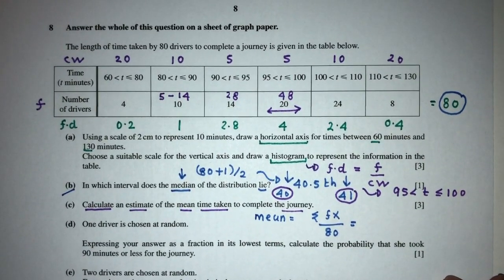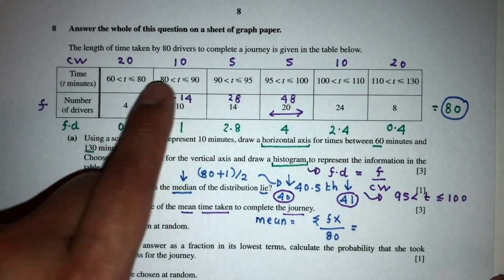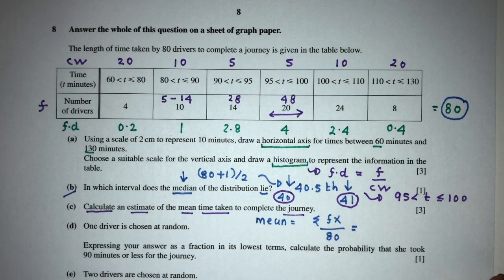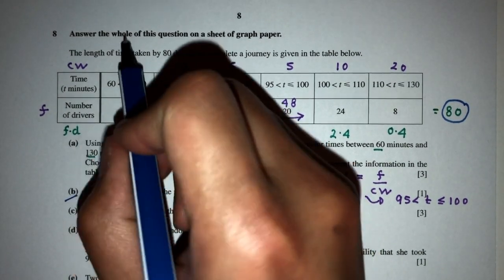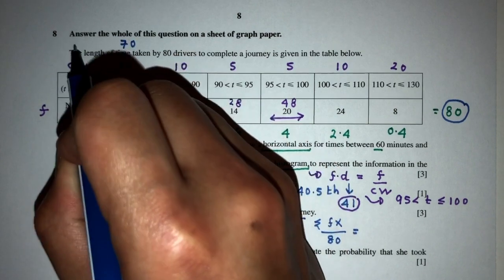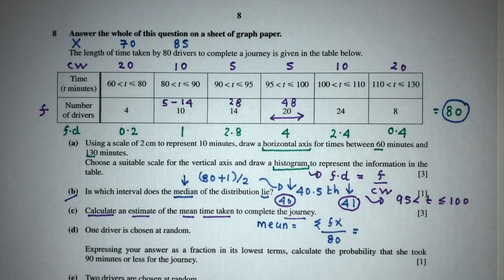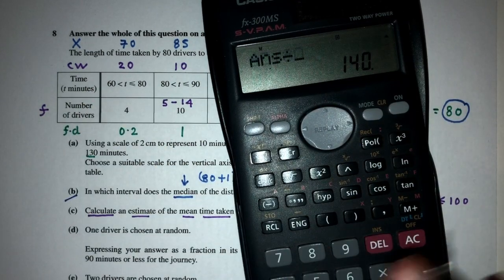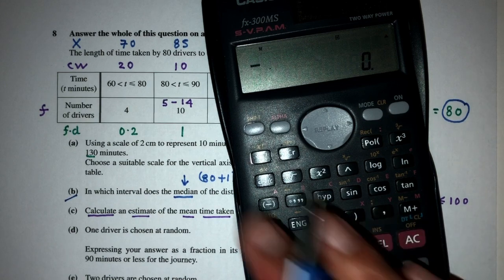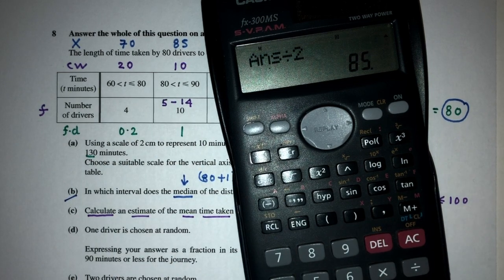So whenever you have to find the mean with the group of classes given to you, you have to find the midpoint to find the mean. The midpoint of this will be 70. We call it x. The midpoint of this will be 85. So how do you find the midpoint? Pretty easy. Take the first value, 60 plus 80, divide by 2, 70. So this one, same thing, 80 plus 90 divided by 2, that will be 85.